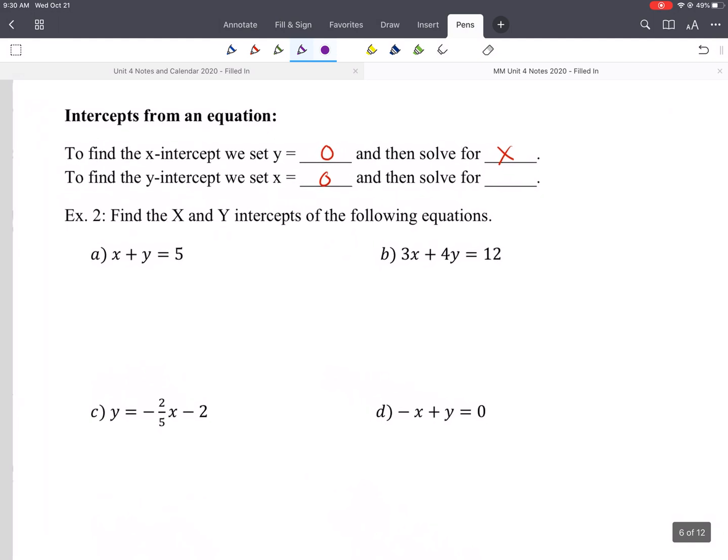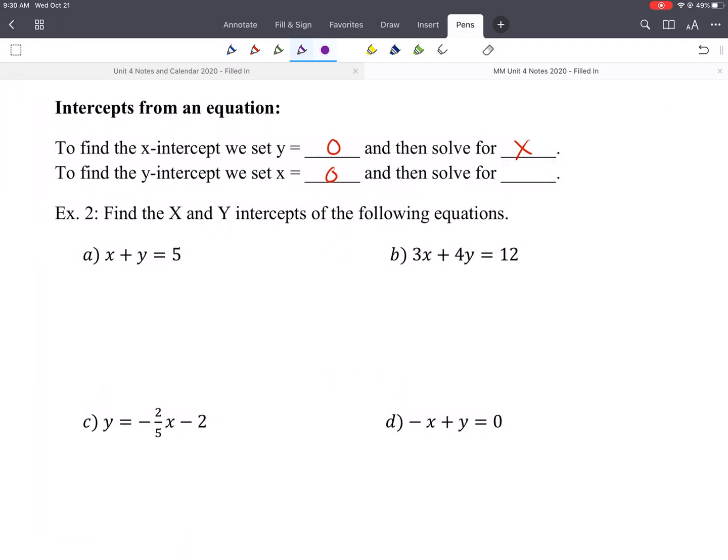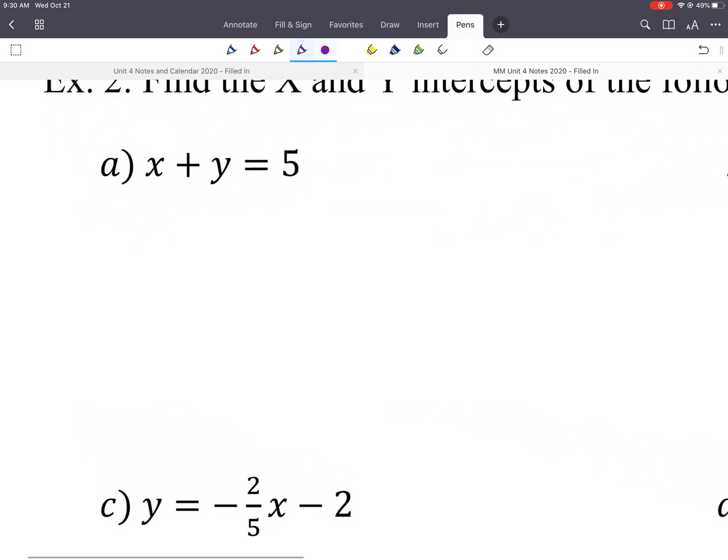Anyways, so intercepts from an equation. Above we did it with a graph. We're going to learn how to do it with an equation as well. To find the x-intercept of an equation, all we need to do is set y equal to 0 and solve for x. So for the x-intercept, we know that y is equal to 0.